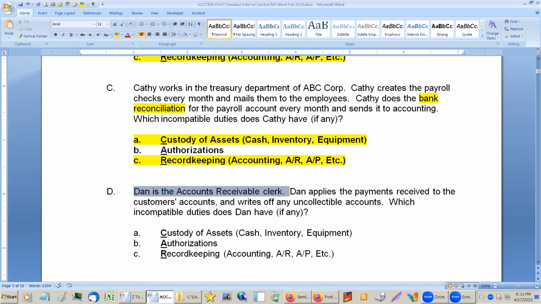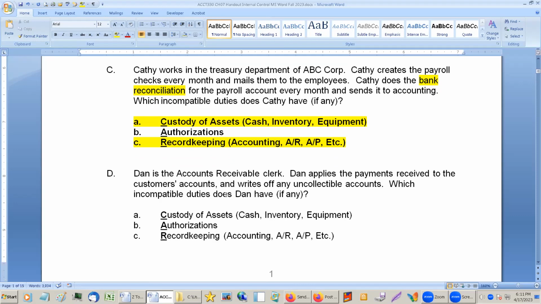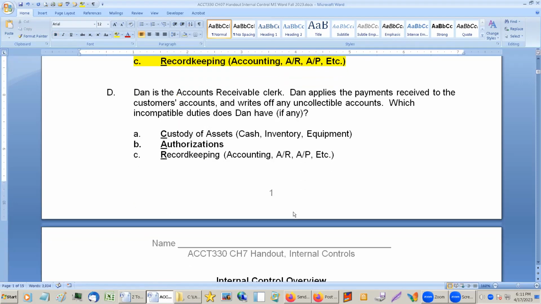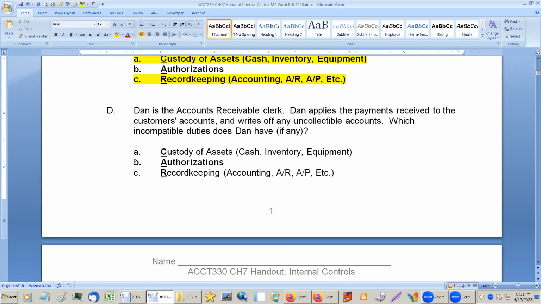Dan is the accounts receivable clerk. Dan applies payments received to the customer's account and writes off uncollectible accounts. Which incompatible duties does Dan have, if any? B and C. Yep. And A. It doesn't say he gets the checks, though. Let me read it again. If he gets a check, certainly A. For some reason, I didn't put that in. But hopefully he's just getting a checklist. But he certainly has B and C. If he's getting the checks, he also has that.